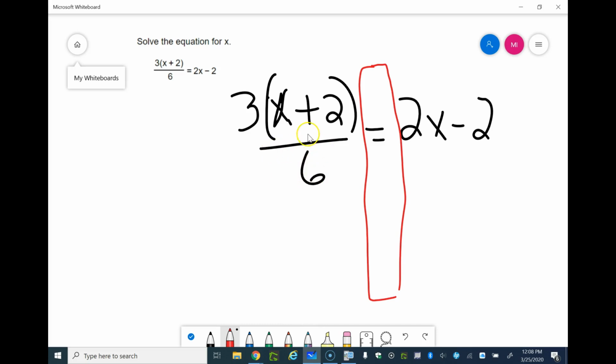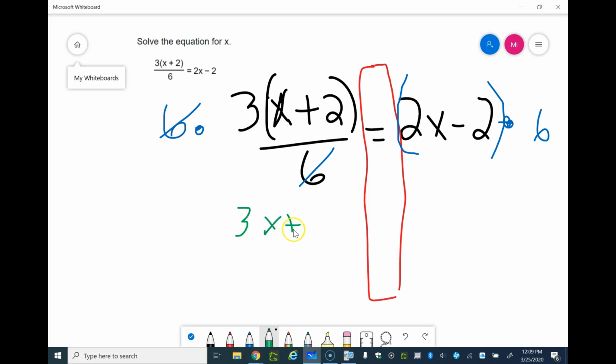And because it's being divided, we're going to do the opposite, which is multiplication. So I'm going to times this side by 6 and times all over here by 6. And if it helps you, put this in parentheses so you'll know you multiply everything by the 6. That way this one cancels out with this one, and it just leaves me with the 3x plus 2.